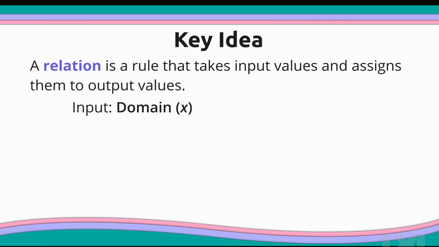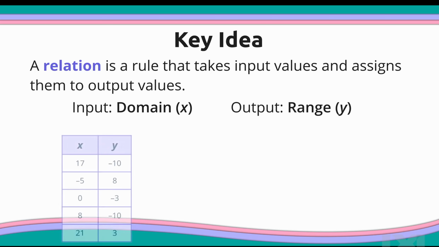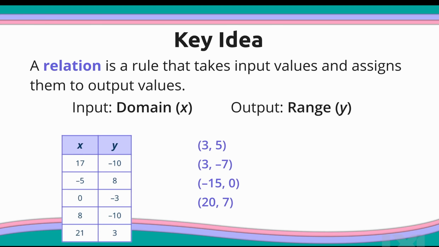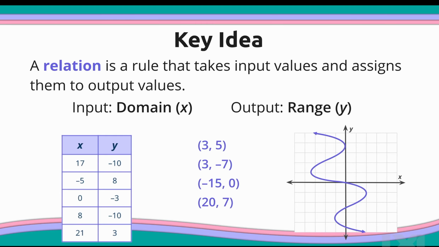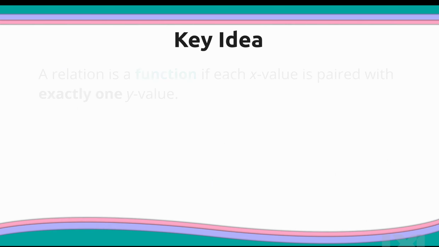A relation is a rule that takes input values and assigns them to output values. The set of all possible input values is called the domain, which we often use the variable x for, and the set of all output values is called the range, which we often use the variable y for. We can represent relations in a few different ways, like a table, or a list of ordered pairs, or a graph. Now, a function is a special type of relation.